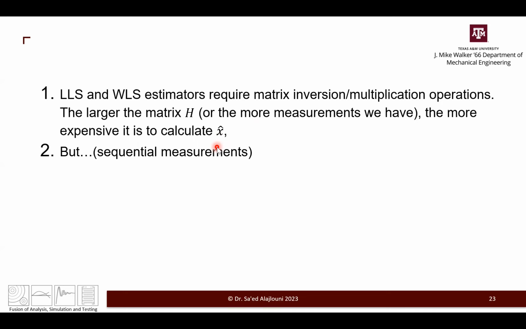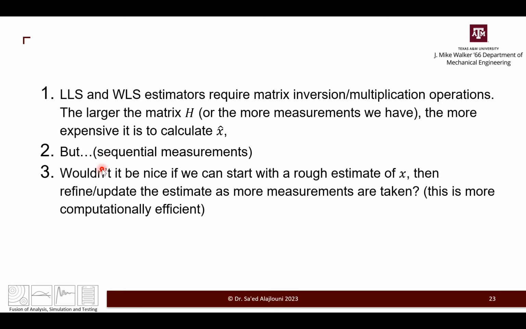So the larger the matrix H, then the computation is going to be more expensive. But what if H is, so the measurement model, so yeah, exactly. So we're saying that the observations or measurements are nothing but a linear combination of the states that we're going to estimate. But what if we're getting these measurements y sequentially, one at a time? Wouldn't it be nice if we can just start with a rough estimate of x and then update or refine the estimate as we get more measurements?